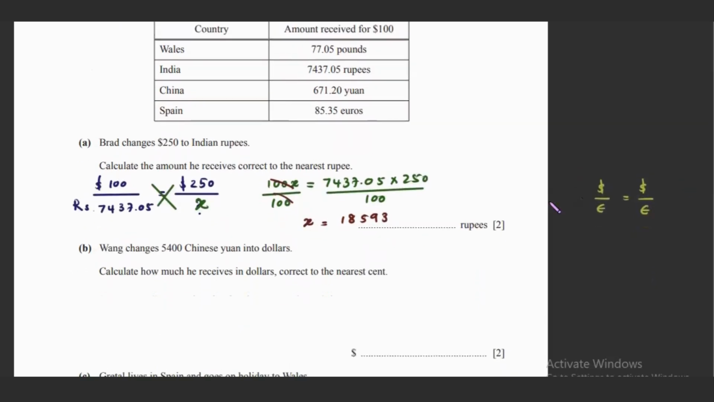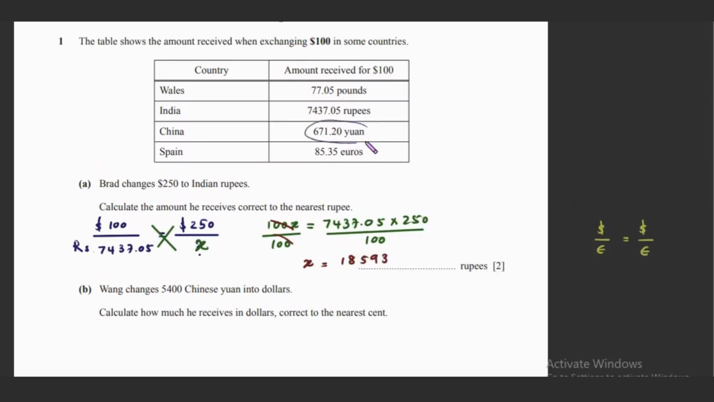Wang changes 5,400 Chinese yuan into dollars. Calculate how much he receives in dollars correct to the nearest cent. Now this is the amount in yuan, so $100 in yuan is unknown to us. I'm going to write that in the form of a fraction just like I did here. So I'm going to write $100 in yuan. I'll put the currency symbol in front. So it's going to be this.